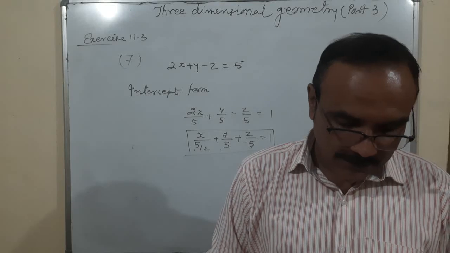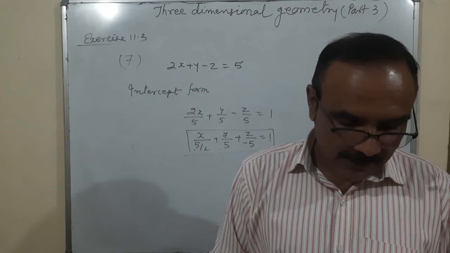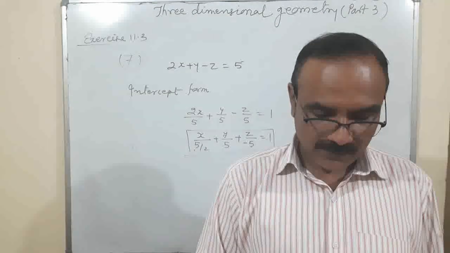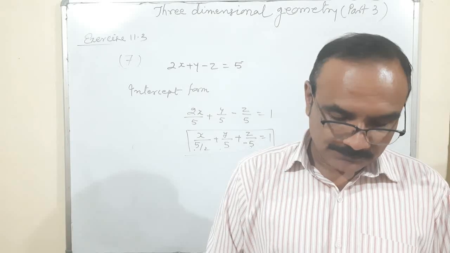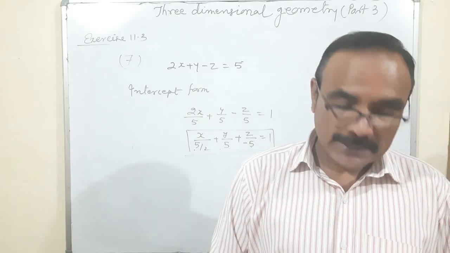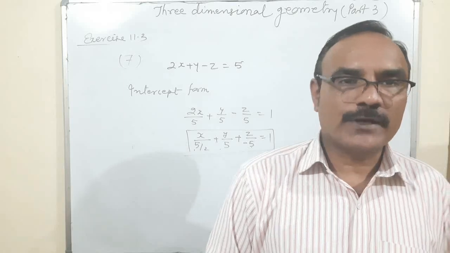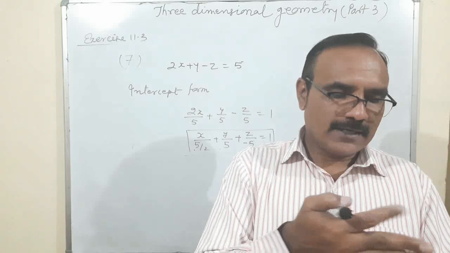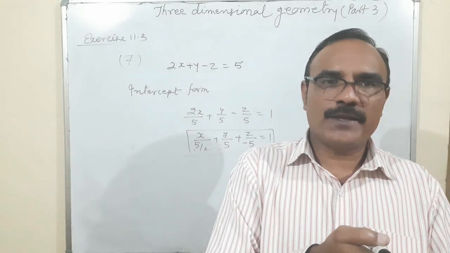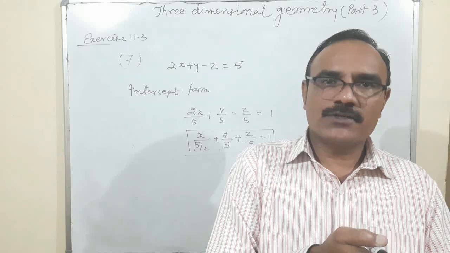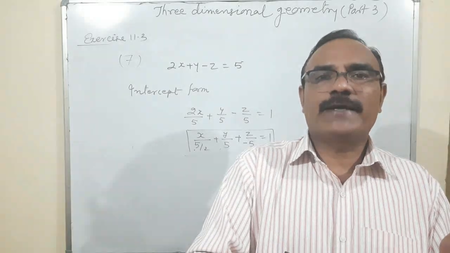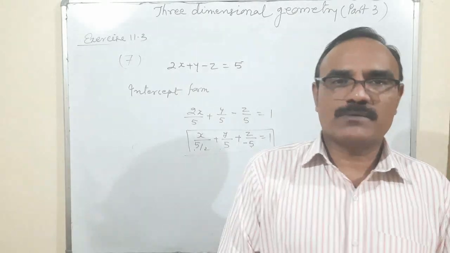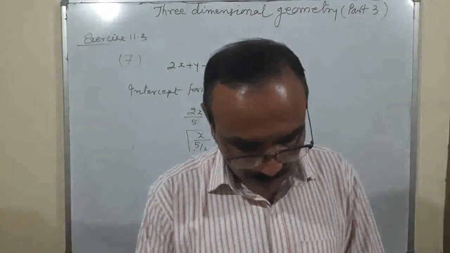Find the equation of the plane with intercept 3 on the y-axis and parallel to the zox plane. Intercept 3 on the y-axis means the point 0, 3, 0. And parallel to the zox plane: suppose the point is x, y, z. What does it mean to be parallel to the zox plane? The meaning is its normal is along the y-axis, and on the y-axis the intercept is 3. So the equation of the plane is y is equal to 3.